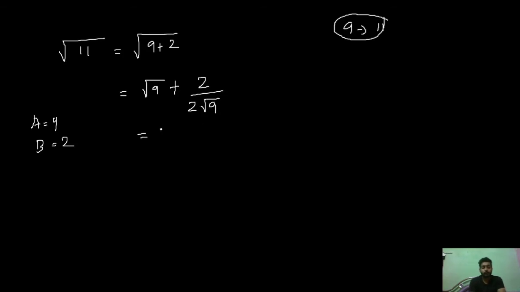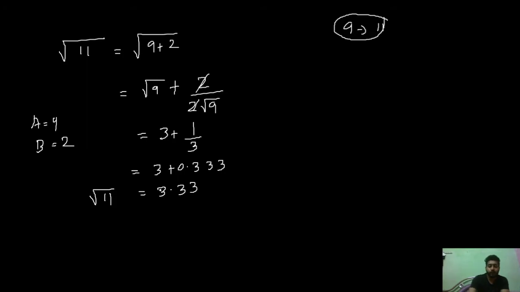That is 3 plus 2 are cancelled out, 1 by 3. So we know that 1 by 3 is 0.333. So 0.333 and 3.33 is the answer of root over of 11. So this is the way to calculate the square root of a number which is not a perfect square. We can find the square root of a number which is not a perfect square by this way.